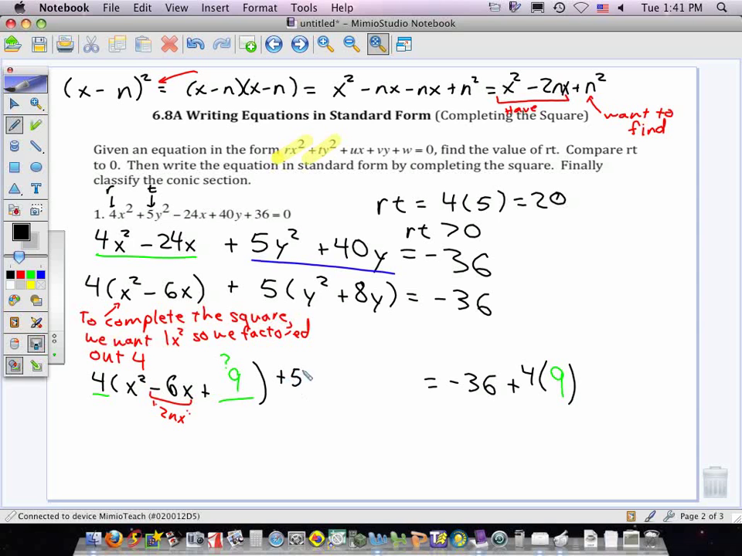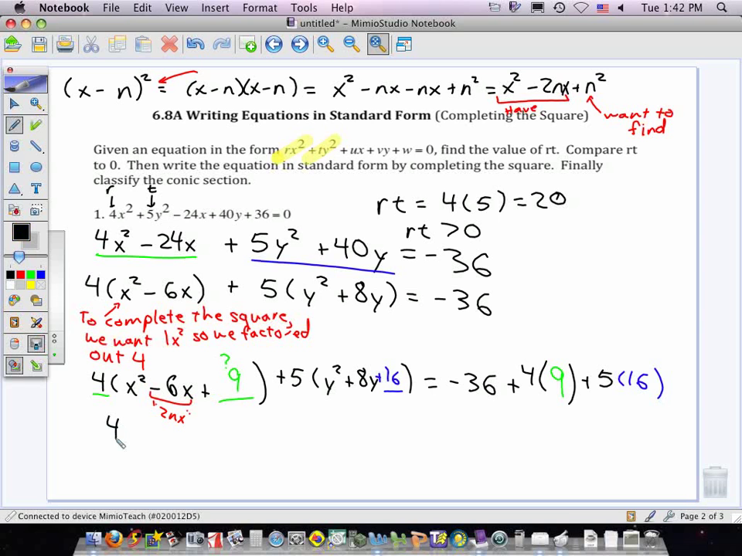And then we have a similar idea here, y squared plus 8y. What number do we need to add in there? 16, right? Exactly. Okay. So then we're adding 16 in parentheses, where we're multiplying by 5, so it's really 5 times 16. Okay, so we've kept the equality because whatever we've added on the left side, we've added the equivalent amount on the right side.